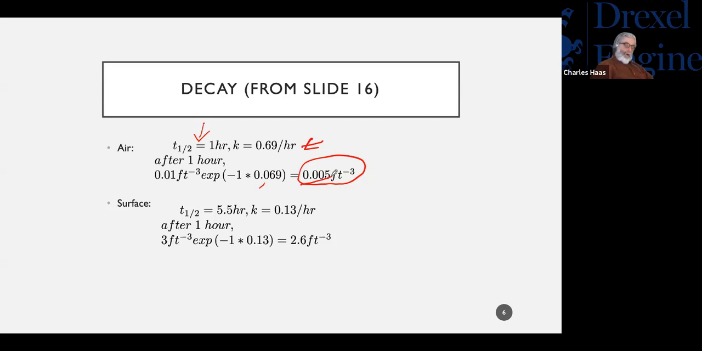On surface, a somewhat longer half-life, 5.5 hours, a somewhat smaller decay rate. So the 3 viruses per cubic foot, excuse me, this should be per square foot, goes down to 2.6 viruses per square foot after the 1 hour.